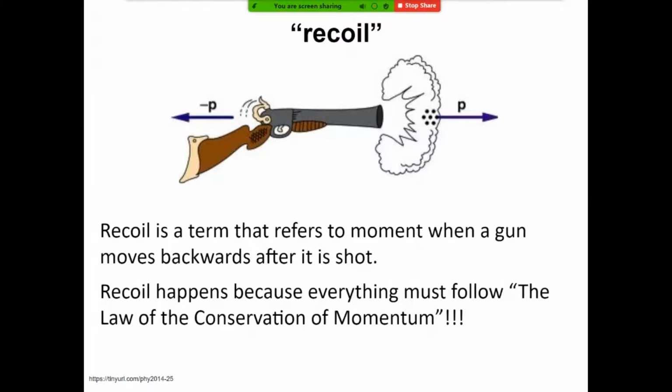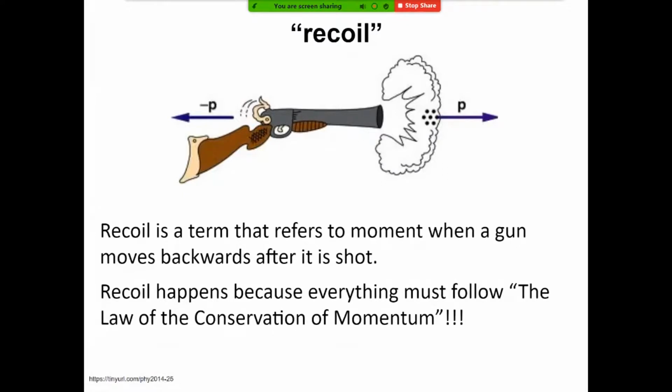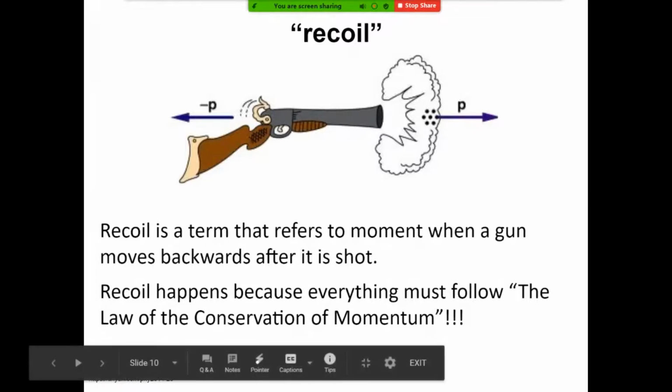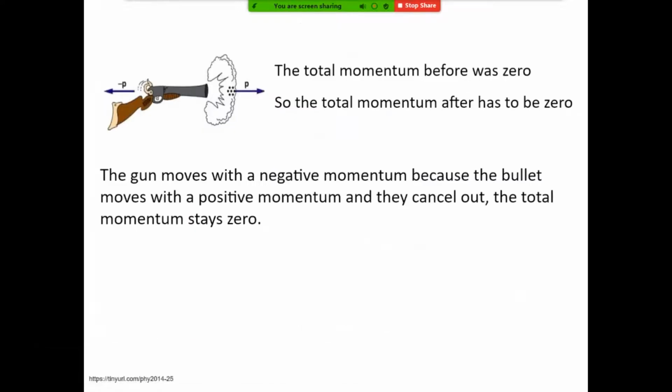This is the recoil. It's the term that refers to the moment when a gun moves backward after it's shot. If you have been to a shooting range and fire a bullet, you will probably feel that recoil force on your shoulder. The momentum, as I mentioned before, was 0 before the bullet is fired. So the total momentum after should also be 0, so you can set that up.